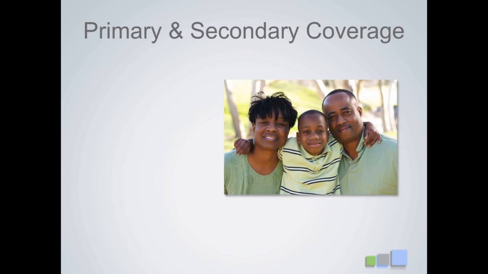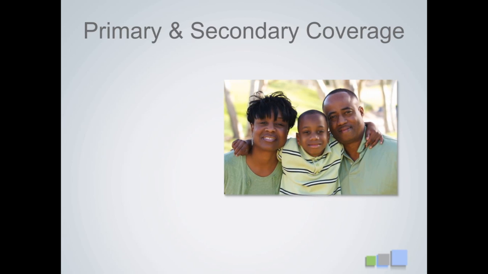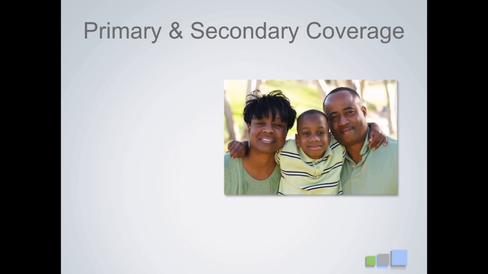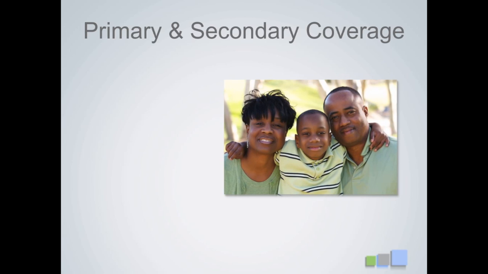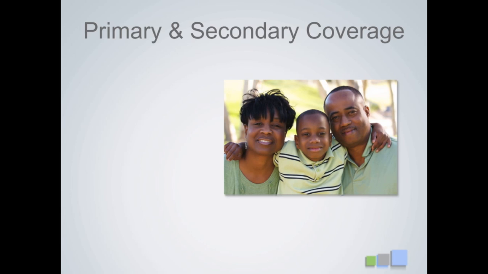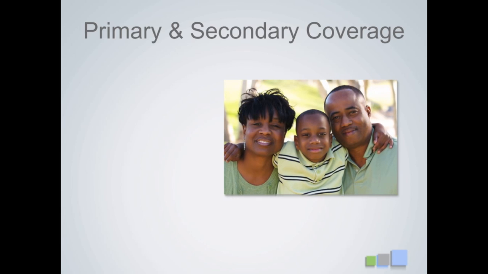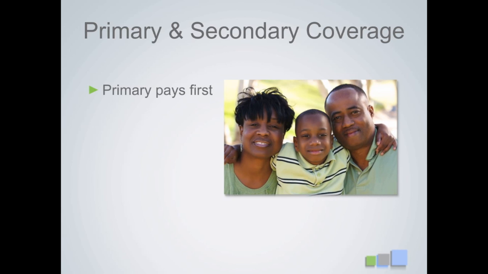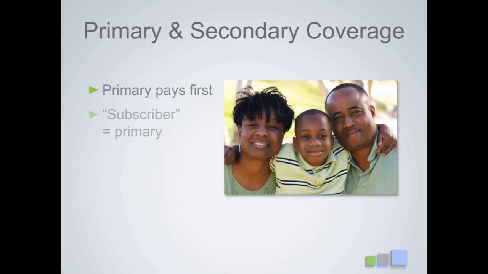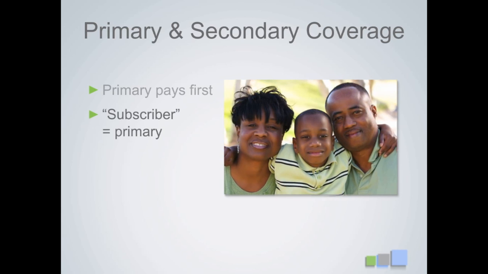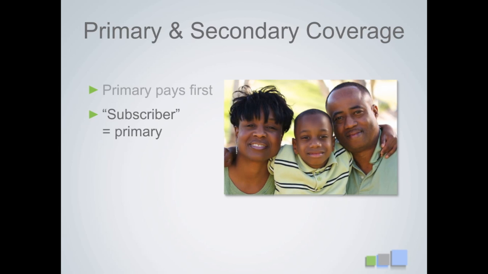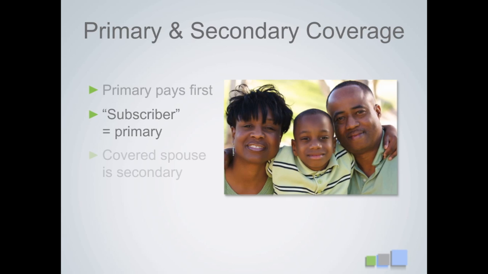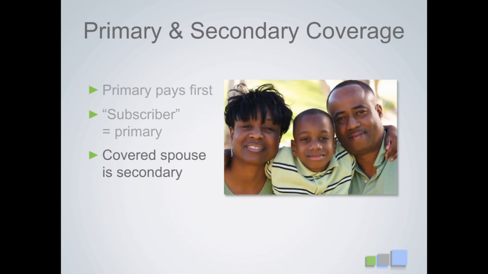Sometimes people are covered by more than one plan, such as when a spouse has coverage or when a child is covered by both parents. If a client presents two insurance cards, you will need to determine which one is primary. The primary insurance is the one you will bill first. The subscriber, meaning an individual's own health plan coverage, is the primary insurance. In the case of an adult who has dual coverage from a spouse, the spouse's insurance would be secondary.